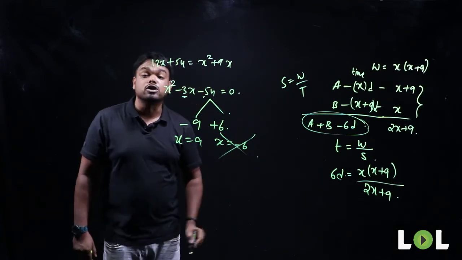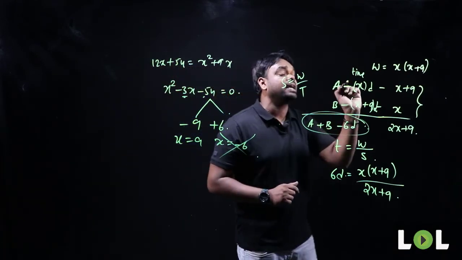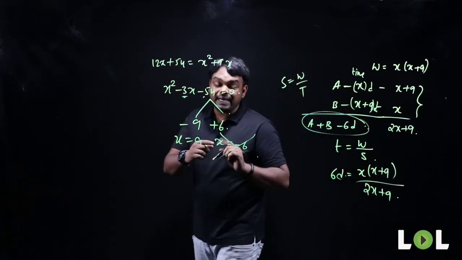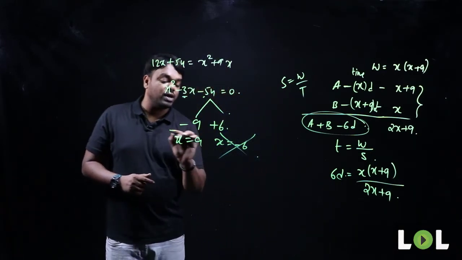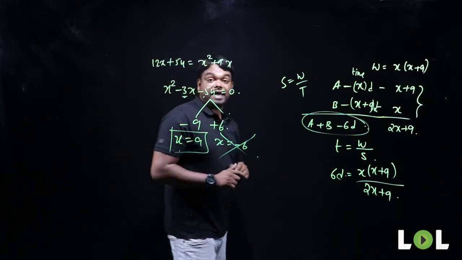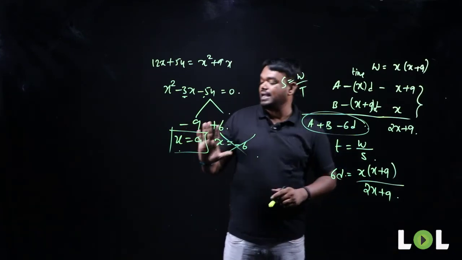This cannot be taken because what is x here? X is the time taken by A. So this cannot be negative. Number of days cannot be negative. So what should be our answer? 9. So x equal to 9 is our final answer, guys.